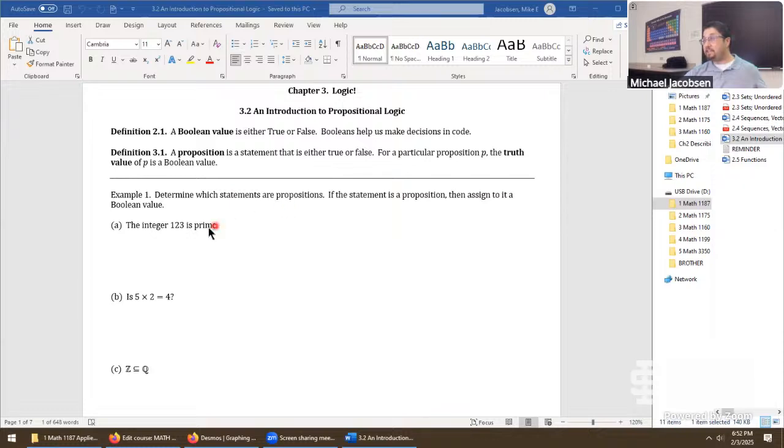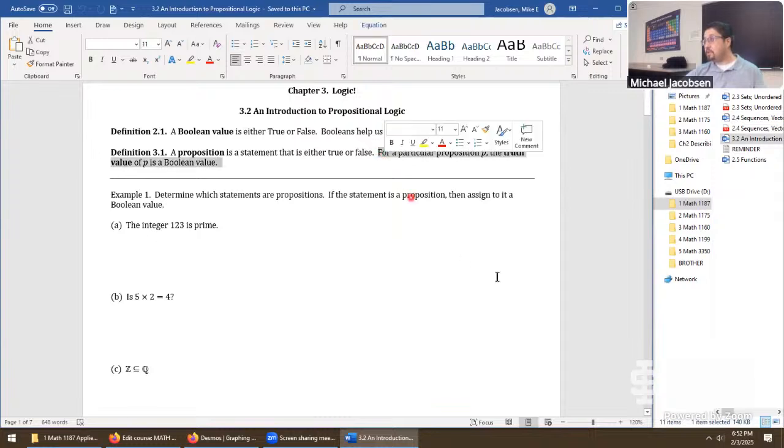So propositions have to be things like these, where you can assign either true or false to a statement. I think I gave away part of example one, but that's all right. If we have a proposition and you can assign either true or false, then we assign to the proposition P the truth value, which we refer to as the Boolean, all the way back in section 2.2. So example 1 is just asking us to determine which statements are propositions in the first place. And if it is a proposition, we'll assign a Boolean value to it.